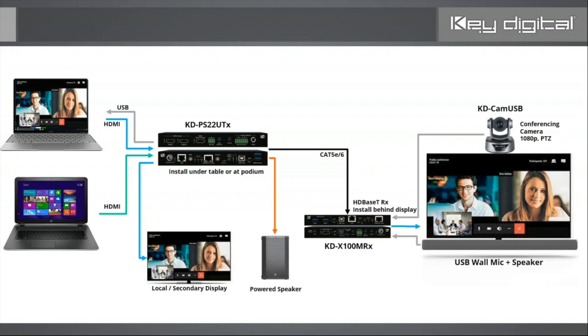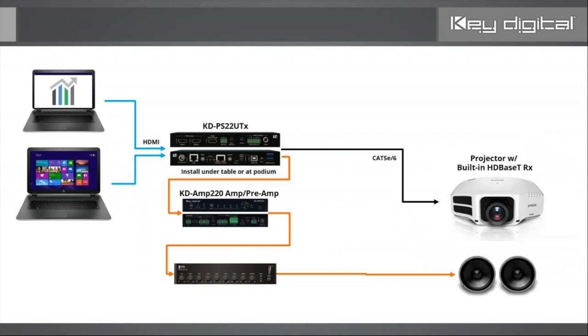Here we see adding a local or secondary display. That's very useful for larger systems, or when you have a presenter who would like to look at the monitor without having to look over their shoulder at the projection or large panel when they're presenting. And because there is audio de-embedding, you could feed right into a powered speaker or into our amplifier, as we show here. This is the KD Amp 220. It's our amplifier. 2 channel, 20 watts per channel. Okay, Class D amplifier, not very large, but it does get the job done.